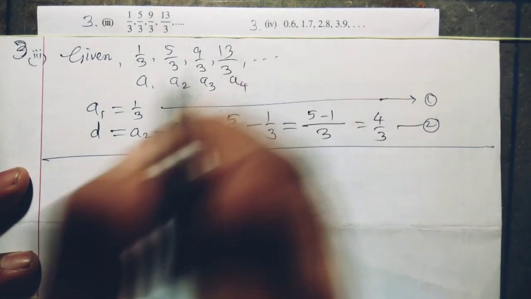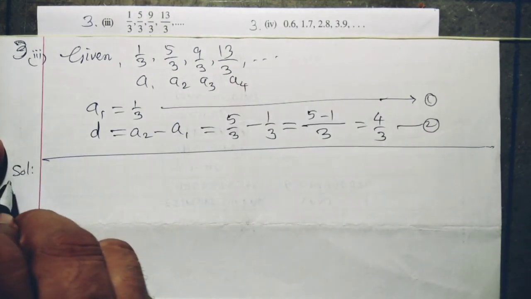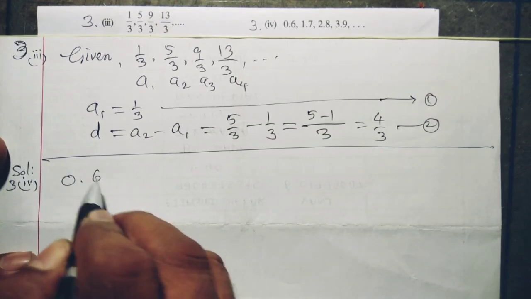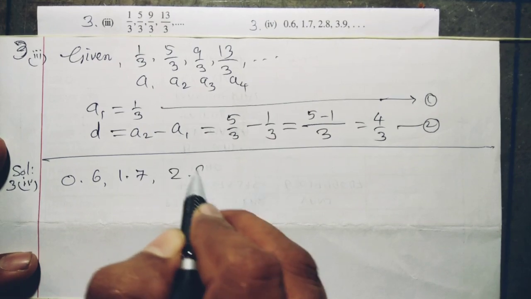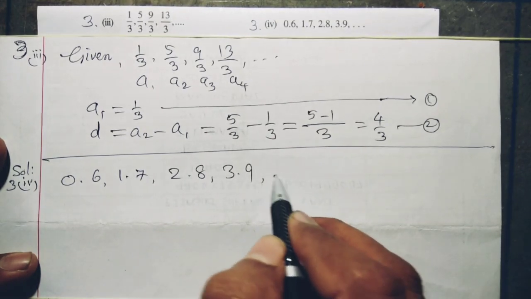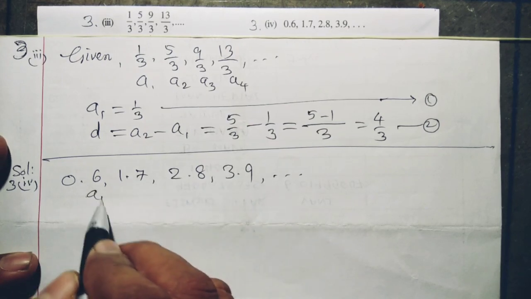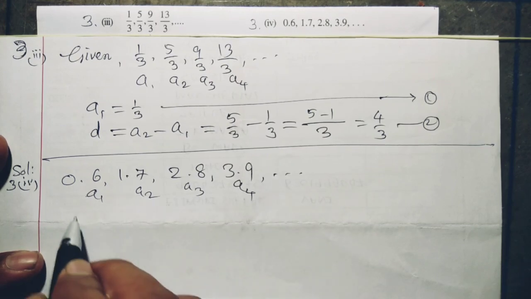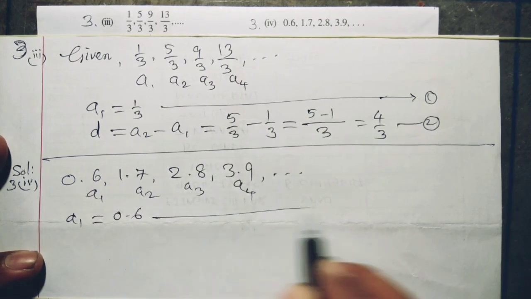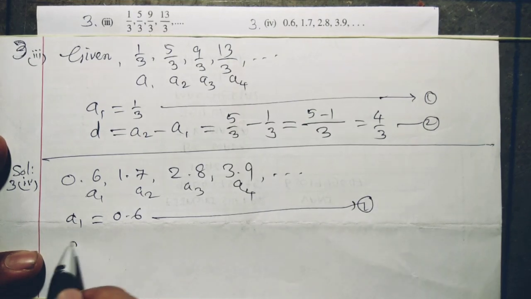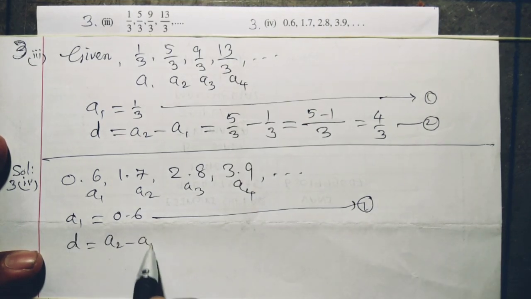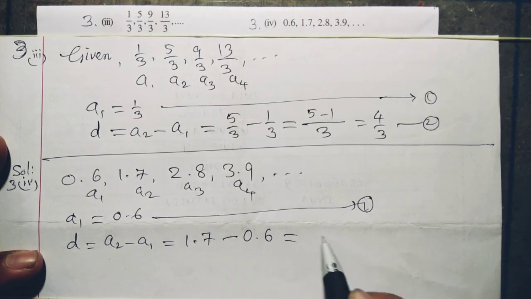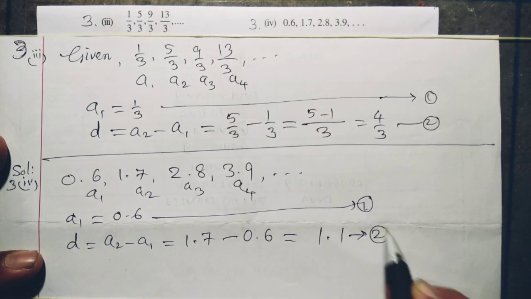Next, solution for third bit, fourth problem: 0.6, 1.7, 2.8, 3.9 and so on. These are given A1, A2, A3, A4. First term A1 is equal to 0.6, this is the first answer. D is equal to A2 minus A1, 1.7 minus 0.6 is equal to 1.1. So this is the second answer.